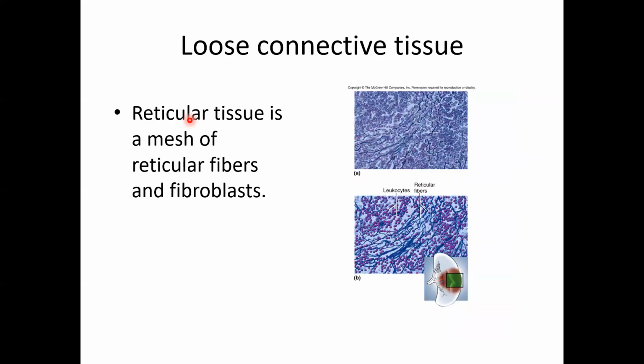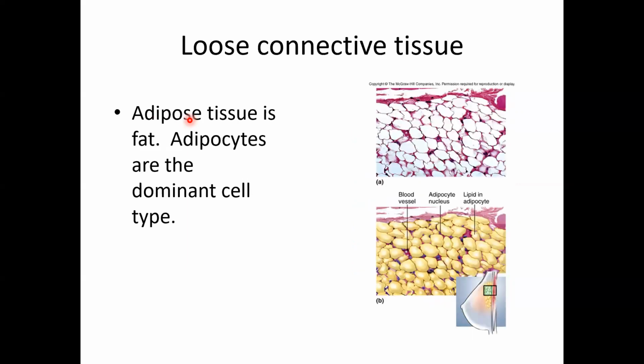Reticular tissue is a mesh. Here we see a cross section of the spleen and lots of these white blood cells, leukocytes, on these reticular fibers. Adipose tissue is fat tissue. The major cells are adipocytes. And again, there are lots of blood vessels going through here. So loose connective tissue, lots of room for blood vessels.